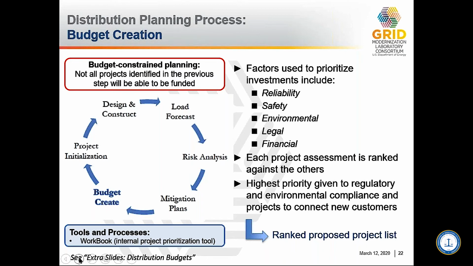The next step is the budget creation that is being shown here. Several factors are used to prioritize the solutions: the reliability, the safety, environmental and legal aspects, which tend to be more highly rated than the other two. Anything environmental or legal tends to take precedence. And then the financial efficacy of the solutions.